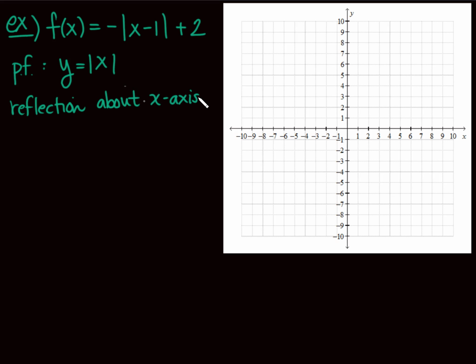So it goes from being up here to down here, or vice versa. X minus 1, this right here is going to go right 1, or a shift to the right 1. Remember, it's the opposite sign if it's with the x. And then the plus 2 is going to have us go up 2.